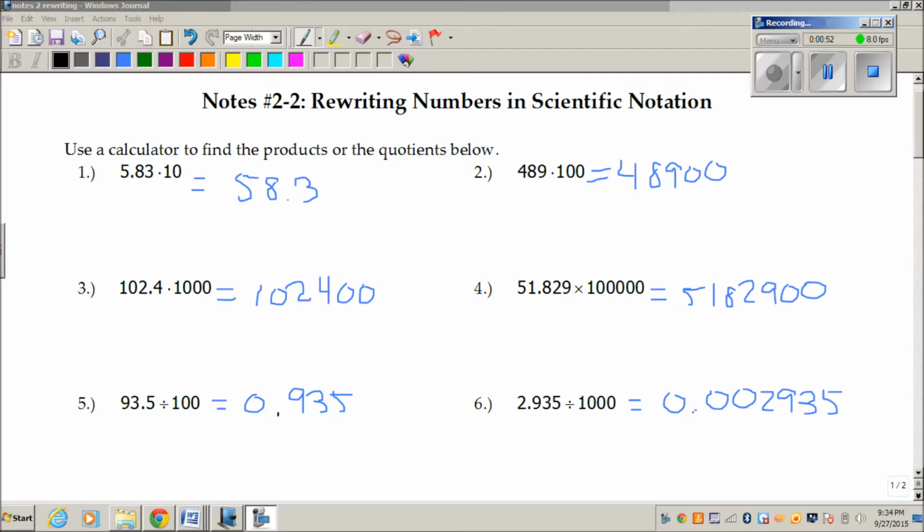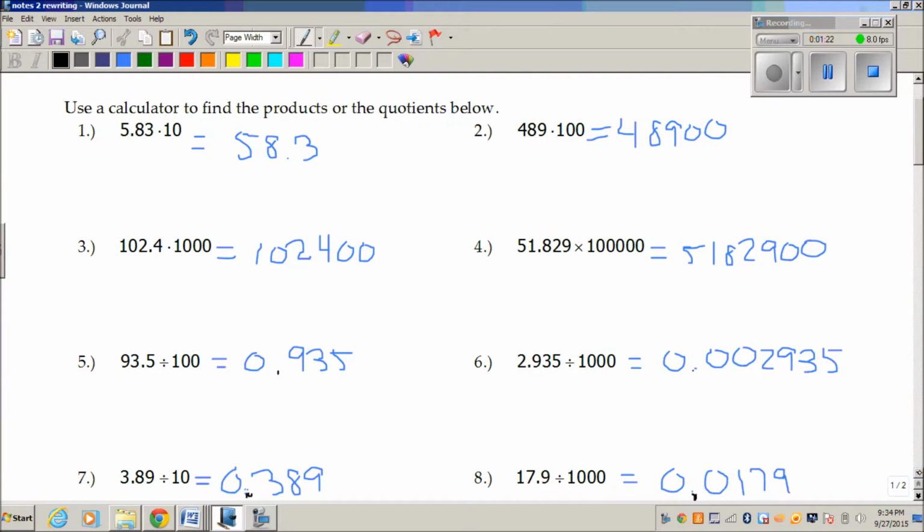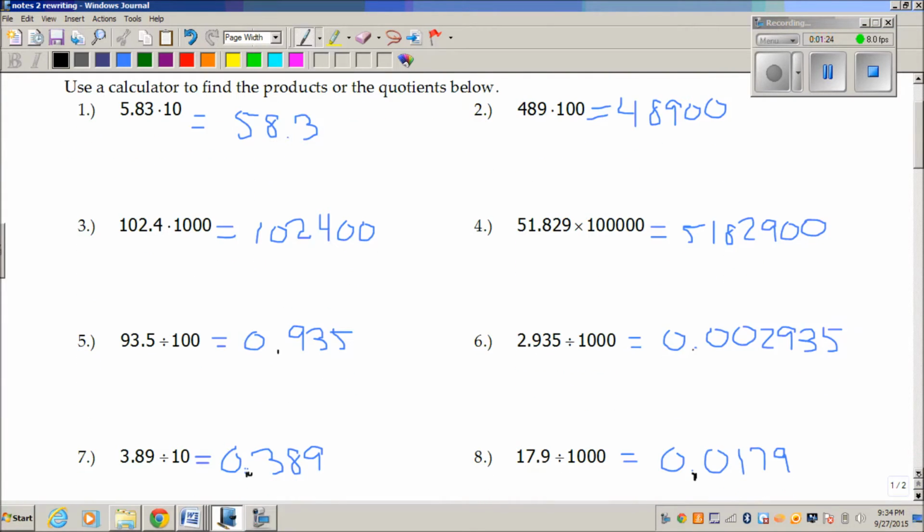Okay, now that you've answered these first 8 questions, you can see that when you multiply by 10, the number's getting bigger. And when you're dividing by a power of 10, the number's getting smaller. The shortcut way of thinking about it is that the decimal point is moving to the right when you're multiplying, the same number of place values as the number of zeros in the number that you're multiplying by. And you can see this happens over and over again in each one of these problems.